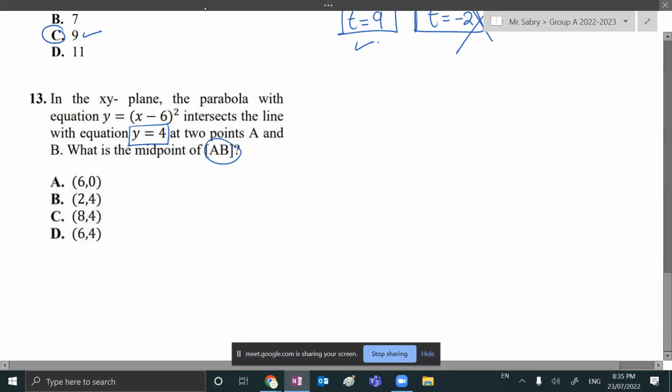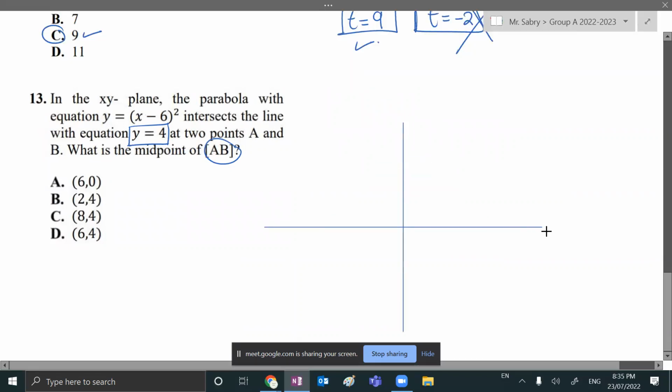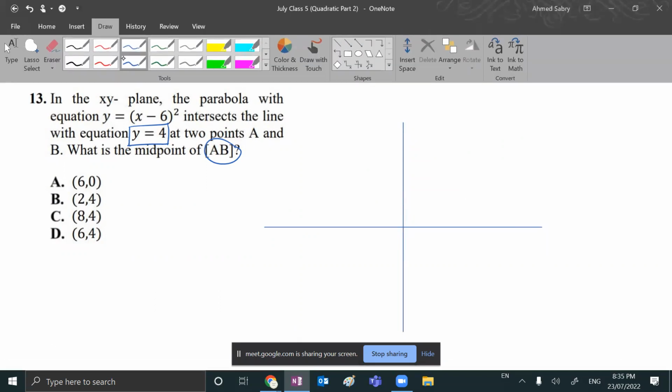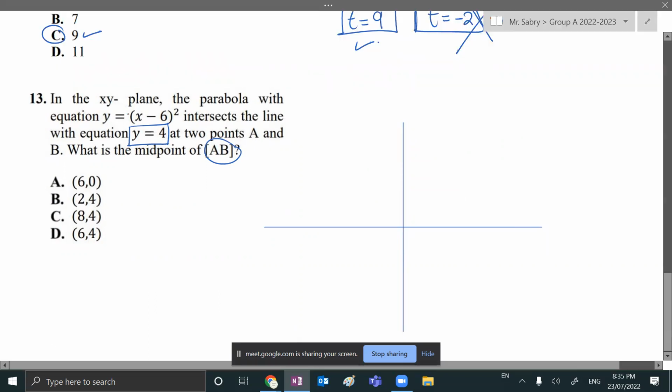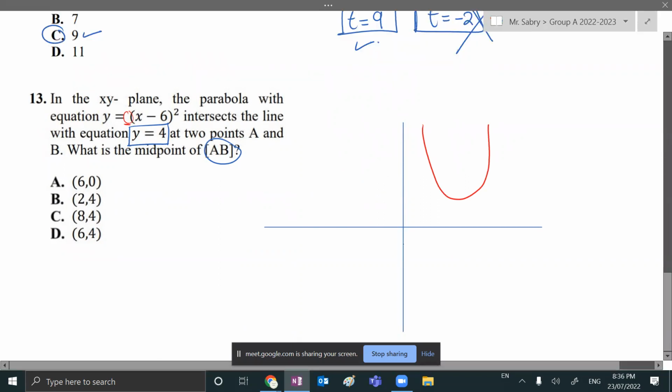So think about it this way. In an xy plane like this one, it says there's a specific parabola, and because this parabola has a positive A, I can tell that it's looking upwards. So I'll just graph it as if it's looking upwards this way. It intersects the line y equals 4. Where should that line be graphed? You should go to y equals 4, and you should graph a horizontal line.